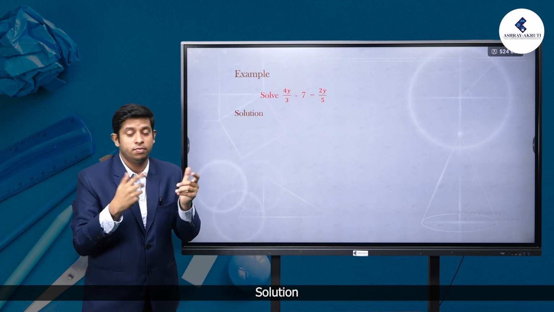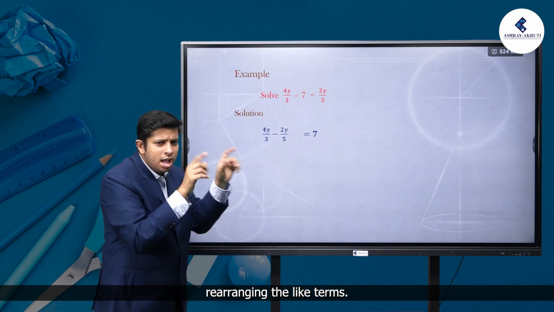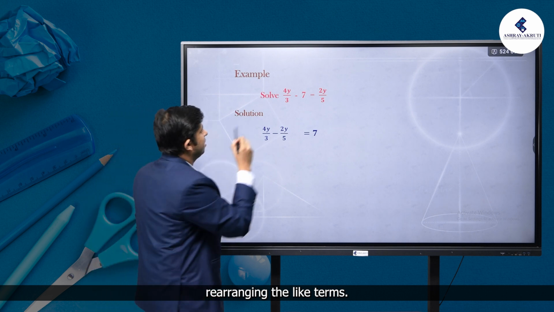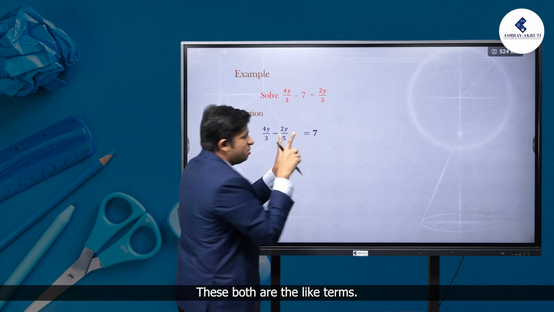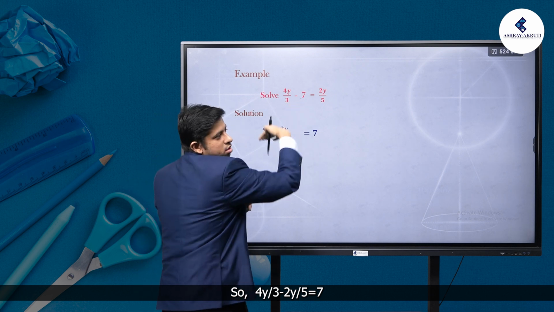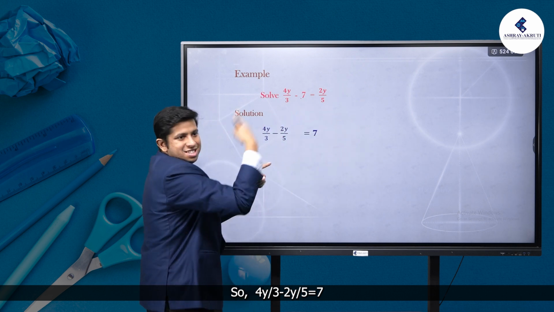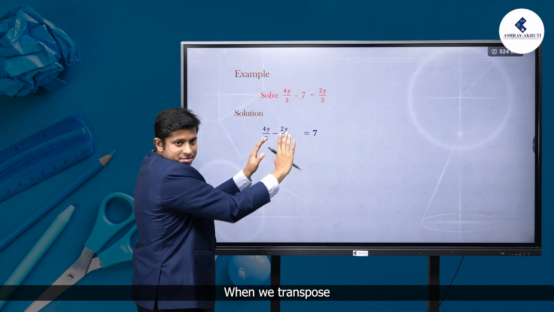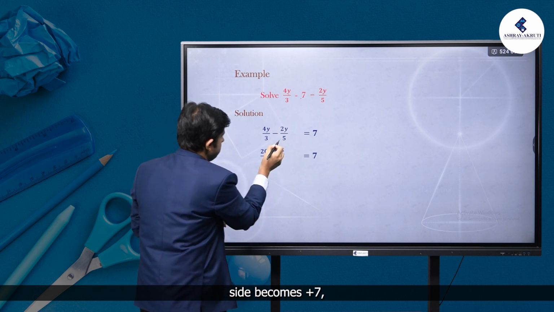Solution. Rearranging the like terms. These both are the like terms. So 4y by 3 minus 2y by 5 is equal to 7, where we transpose minus 7 to the right hand side and it becomes plus 7.